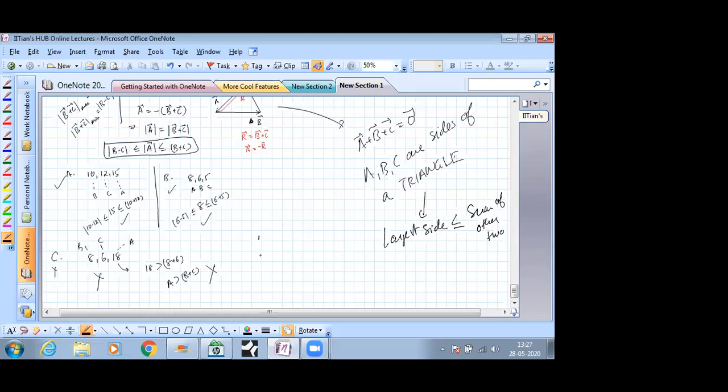For example, in this case, if you take 8, 6 and 18, and suppose you take this as A, and you take this as B and C. Now you can see that what is the difference of B and C? The difference of 18 and 6 is 12. Whereas what is the value of A? It is 8. So again, it is violating the triangle principle, that this is becoming lesser than the difference of this and this. So that's not possible. That is how you rule out if you take it like that.